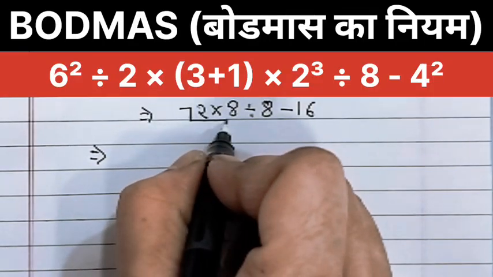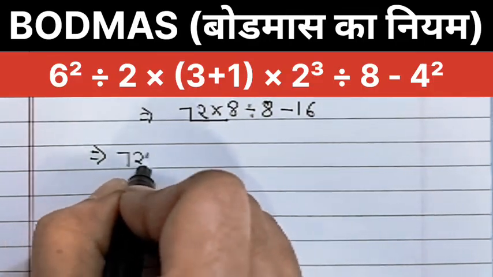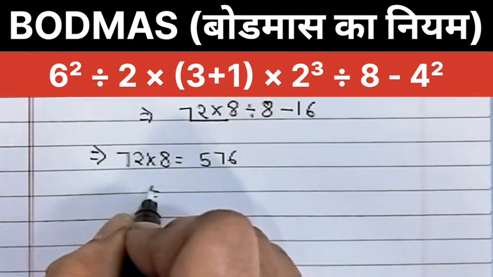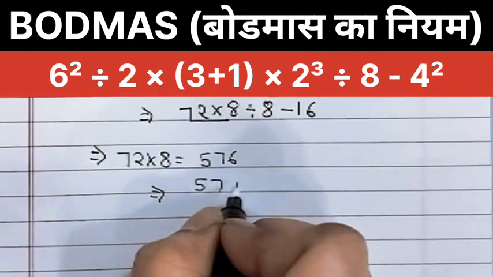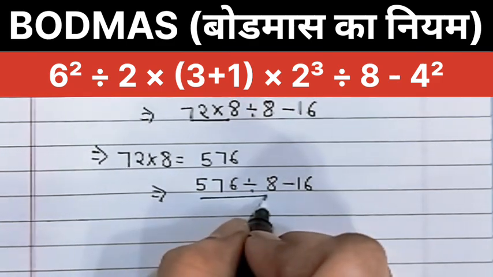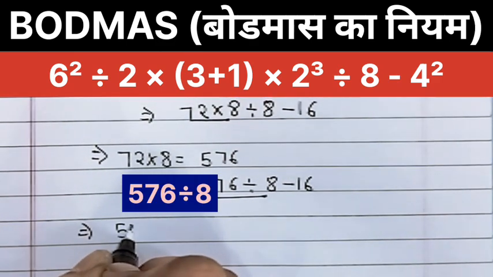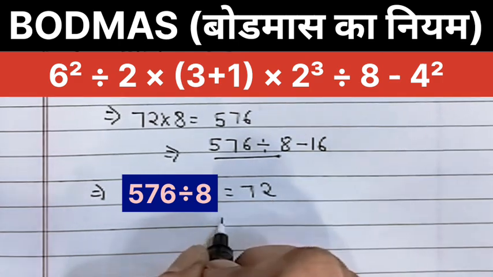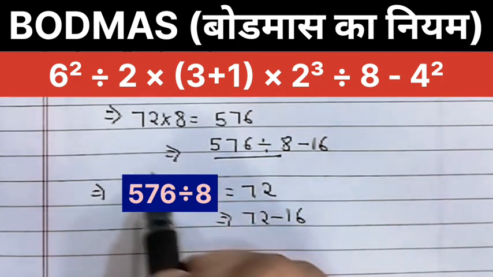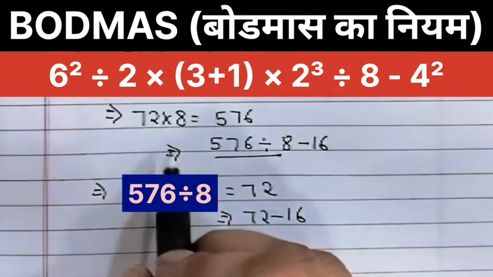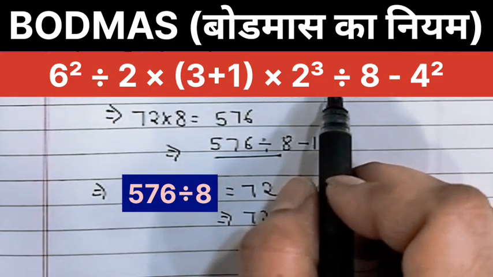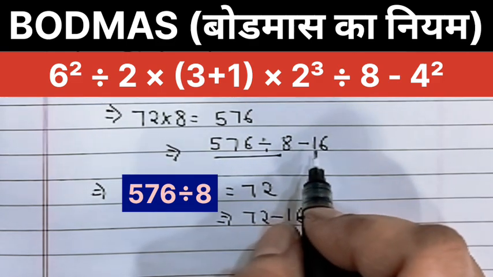Now again we multiply: 72 multiplied by 8 equals 576. The expression becomes 576 divided by 8 minus 16. Now we divide: 576 divided by 8 is 72. The expression becomes 72 minus 16. Now according to step 3, performing these in order from left to right ensures mathematical consistency and avoids errors in scaling the numbers.